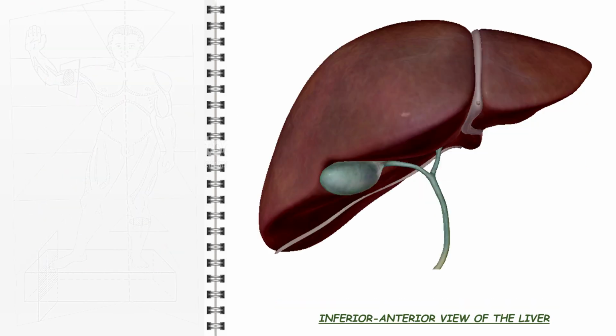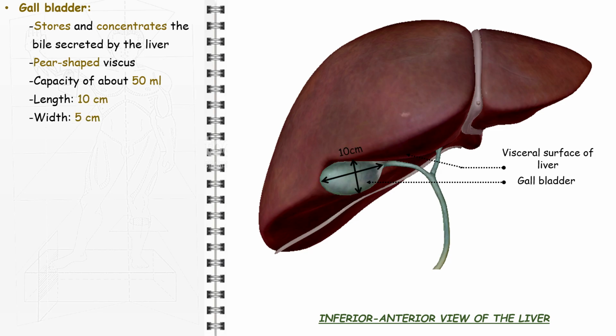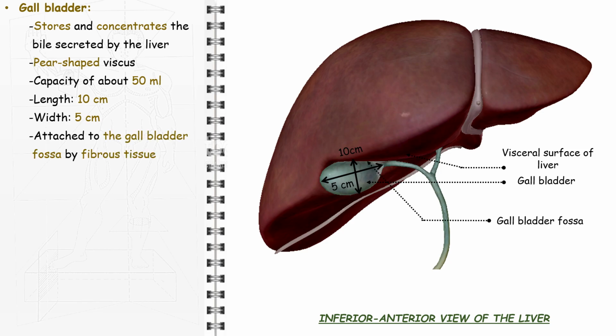The gallbladder stores and concentrates the bile secreted by the liver. It is a pear-shaped blue-gray viscus with a capacity of about 50 milliliters. The gallbladder is 10 cm long and 5 cm wide, attached to the gallbladder fossa of the inferior surface of the right lobe of the liver by fibrous tissue on its superior surface. It is peritonealized on its inferior surface and has 3 distinguished parts.